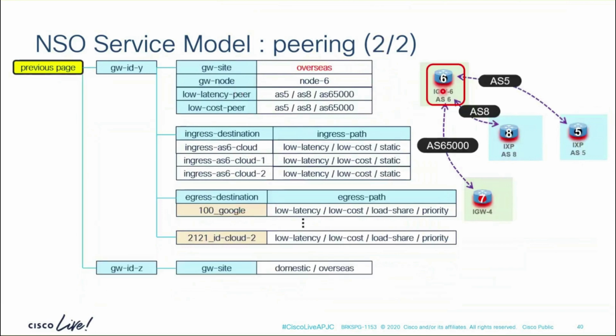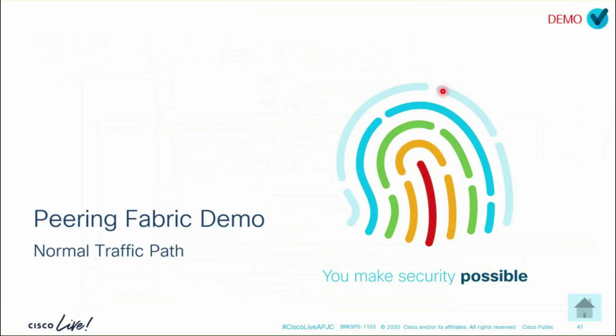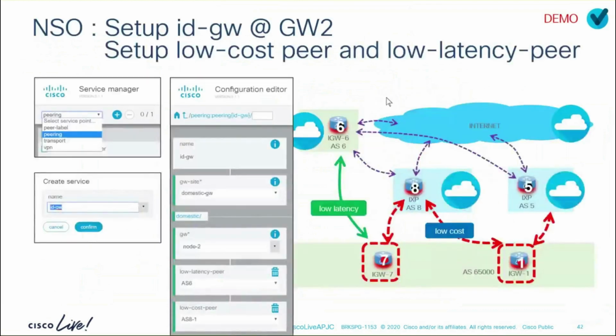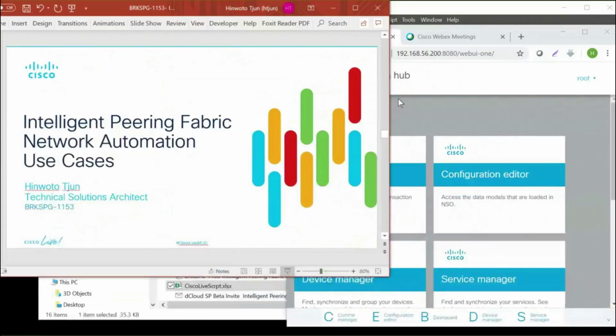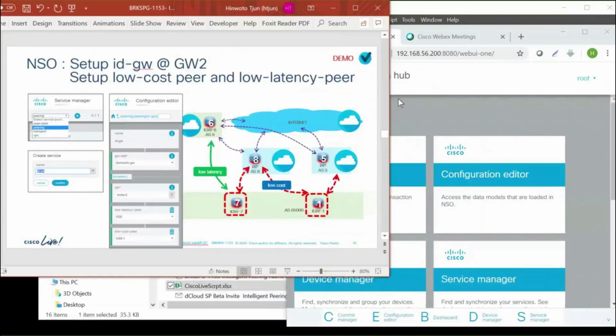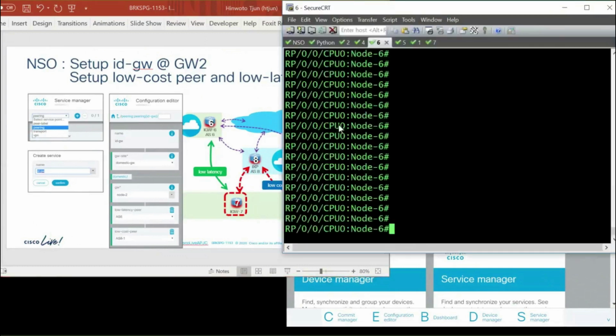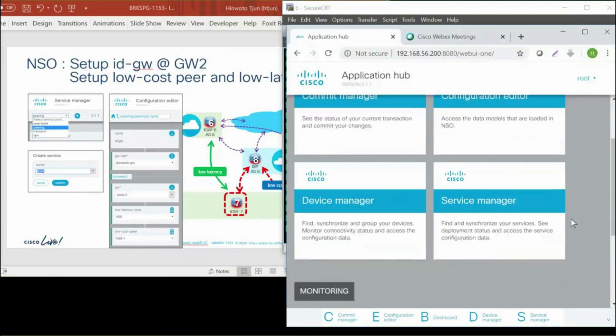Okay, here I will start using the desktop. And we can start to build. First, I will prepare the ID gateway first on the node 2. Right. So this, I will open my NSO. This is the NSO web UI.